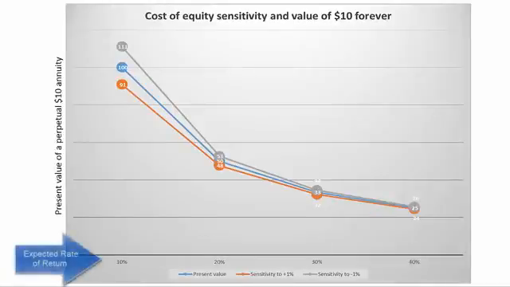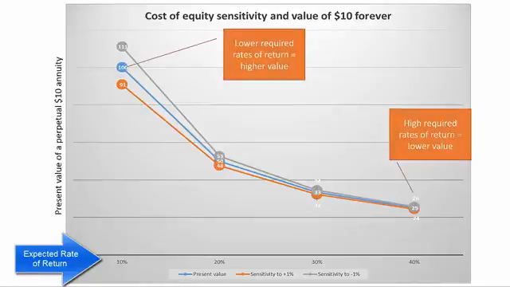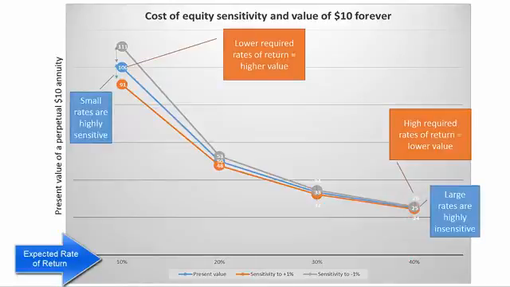If you plot this spectrum on a chart, it gives you another perspective of how the required rate of return impacts value of any investment security. Small rates of return create much higher valuations than large rates of return. The value of a $10 cash flow stream at 10% is $100, where the same cash flow stream valued at 40% is just $25. Secondly, the smaller the discount rate, the more sensitive it is to any change.